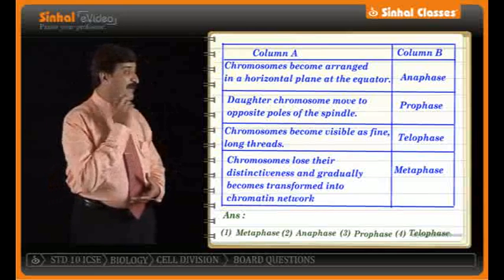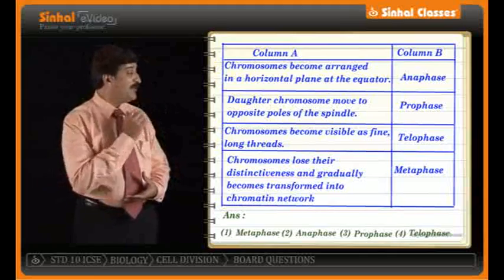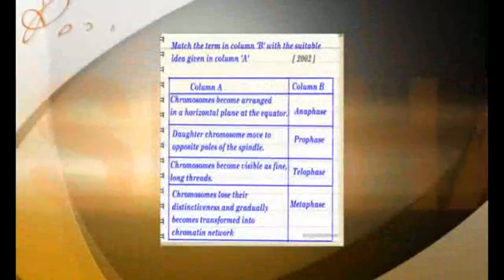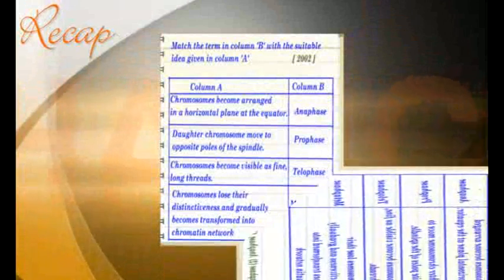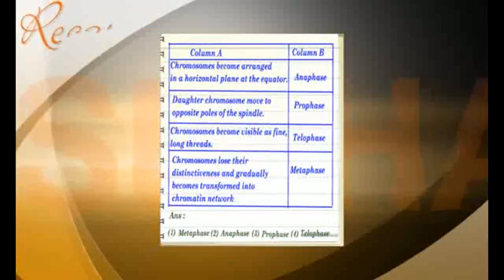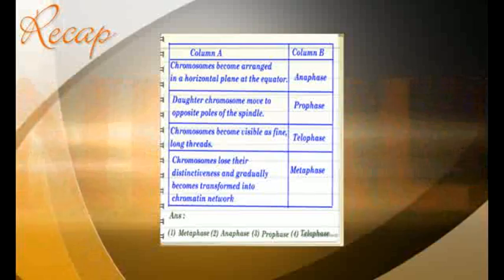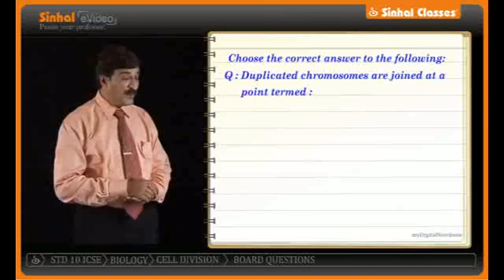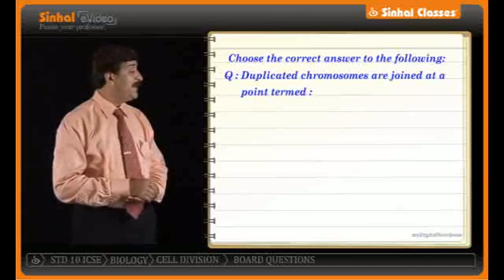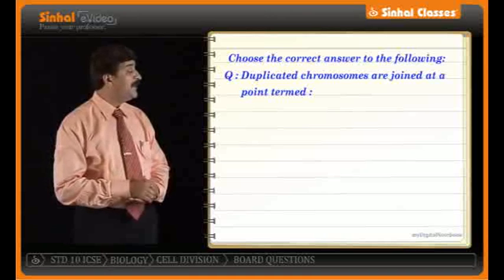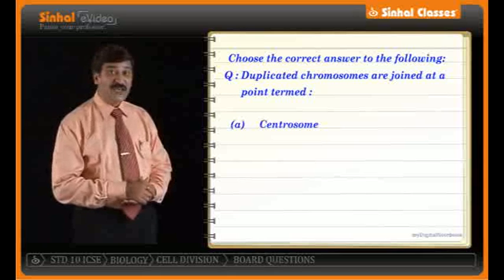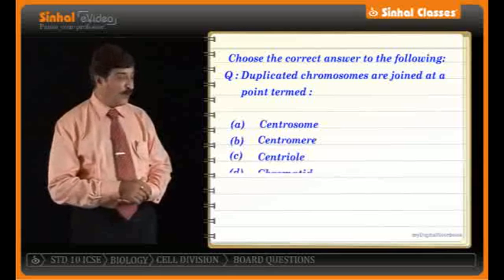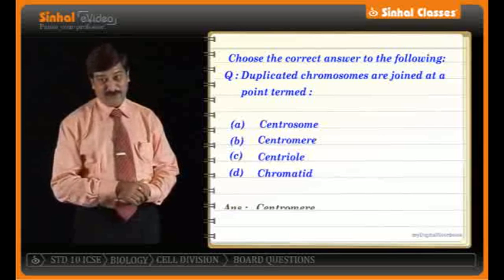There is one more question that featured in the same year, 2002, and the question is, choose the correct answer to the following. The question that's given over there is, duplicated chromosomes are joined at a point termed as, see there are four terms given over there. It is centrosome, centromere, centriole, and chromatid. So what should be your right answer?